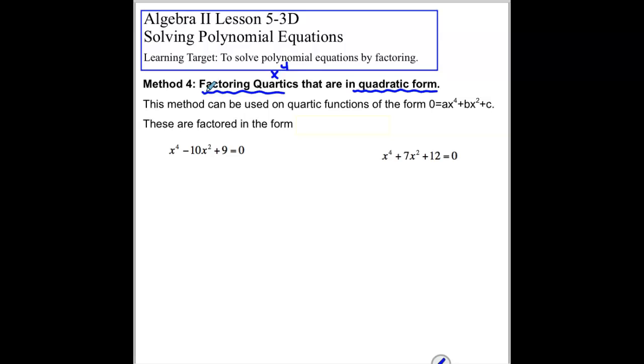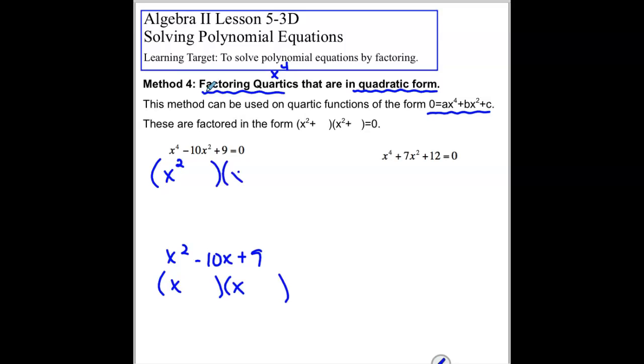So we're looking at quartic functions that have this pattern. They have an x to the fourth as their first term, an x squared in the middle, and then a constant. So these are all going to factor into the form where we take that x to the fourth and we split it up. Just like when we had an x squared, if we'd had this quadratic, we would have split up the x squared into x and x, and we would have looked for two numbers that multiply to be 9 and add up to -10. Well, we can do the same thing with an x to the fourth. We can split it up and put two of them in each one.